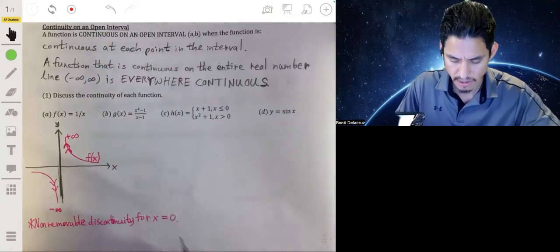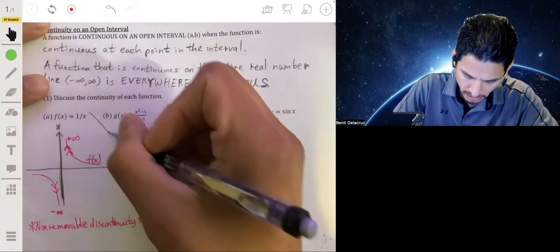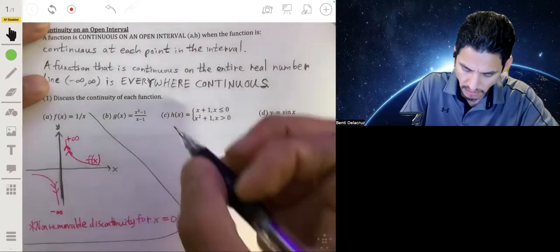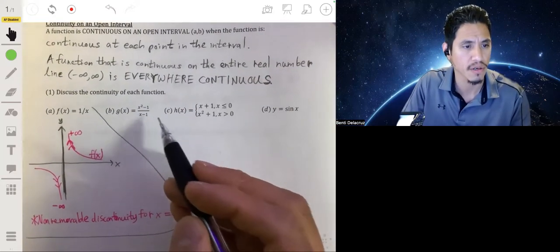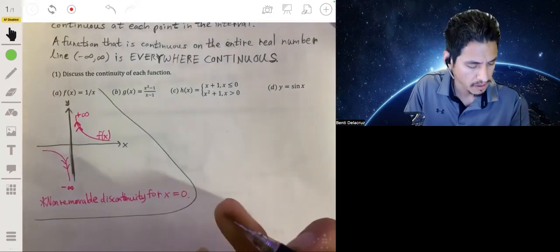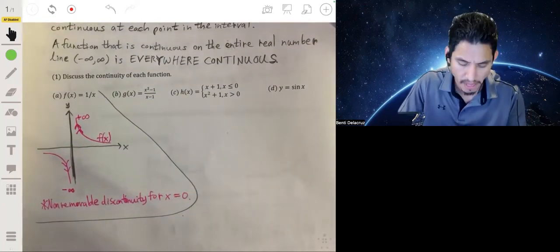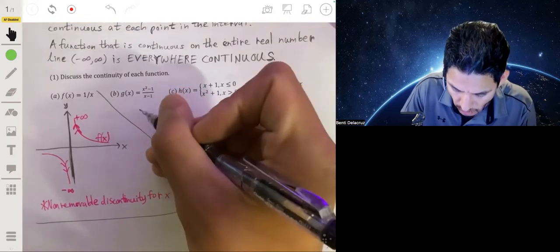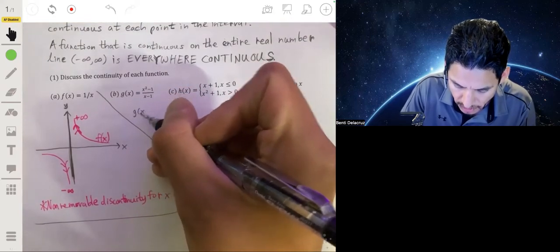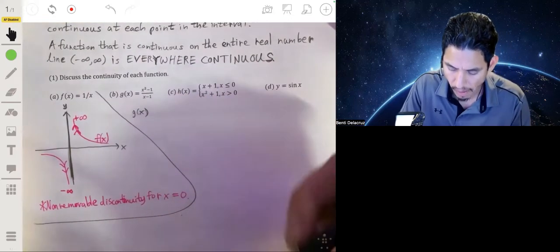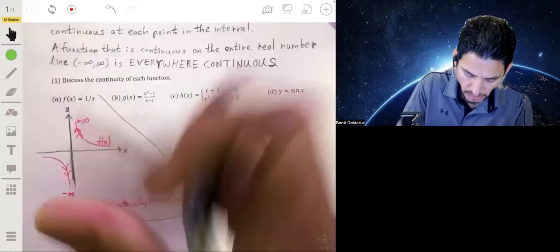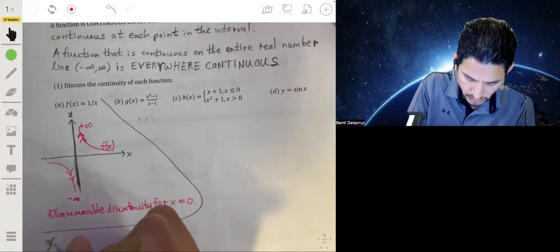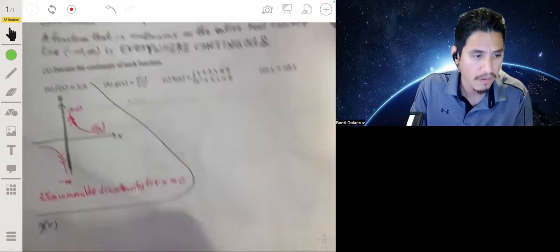Anyways, now let's look at the next one. Let's look at B. So that was A. For B, we have g of x equals x squared minus 1 over x minus 1. So let's break this down a little bit. What we can do is factor. Actually, let me do this graph down here. This will be a little easier to work with.